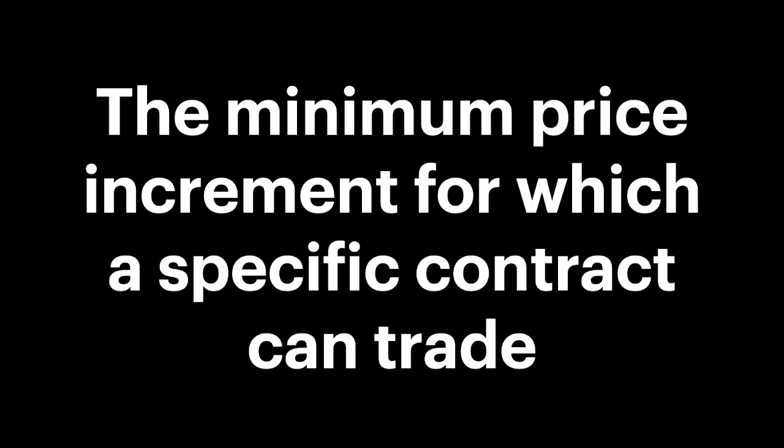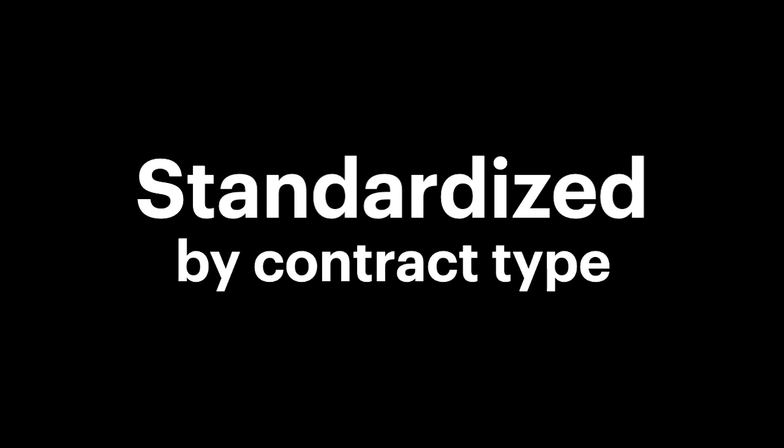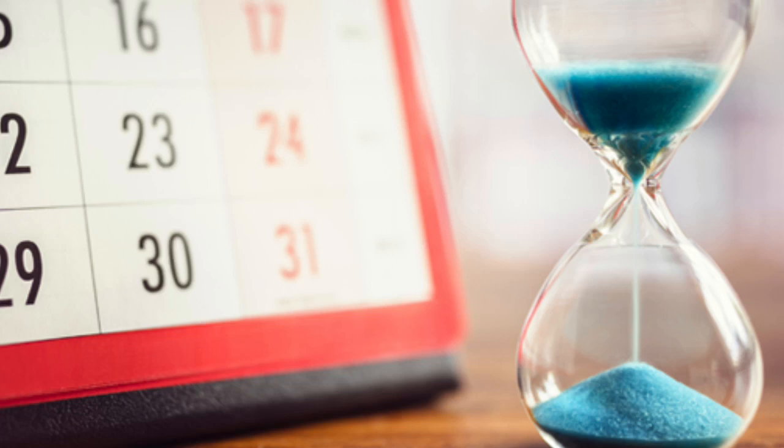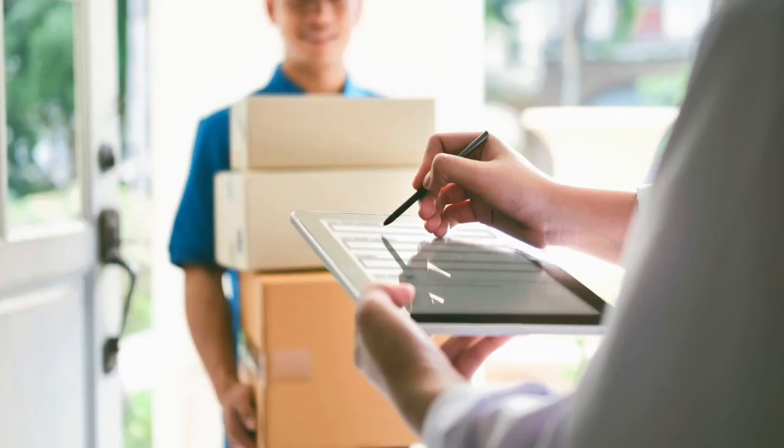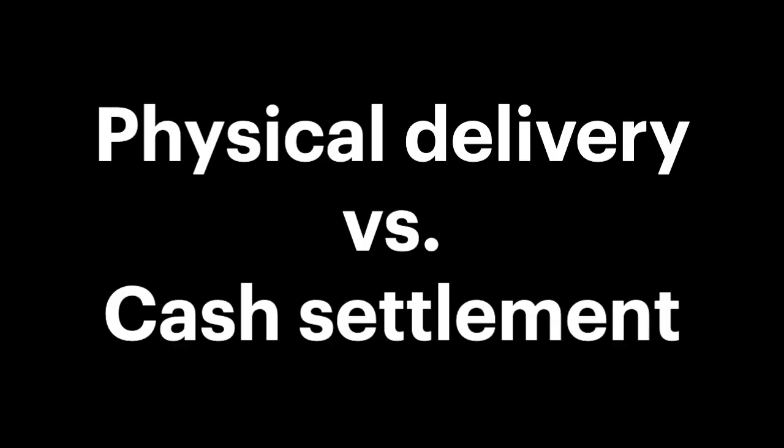3. Tick size. A tick is the minimum price increment for which a specific contract can trade. Tick sizes and values vary from contract to contract, but again, are standardized. 4. Delivery. Futures contracts have expiration dates and are either financially settled or physically settled at expiration. Now, this is fairly simple, but let's go over what that means.